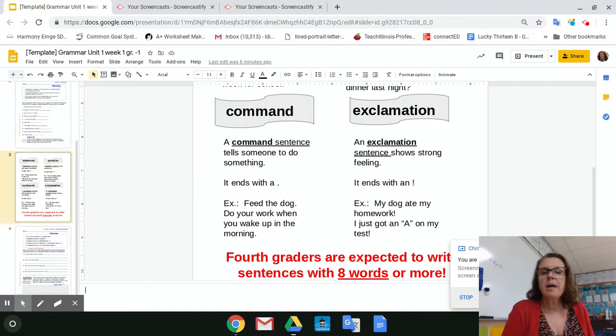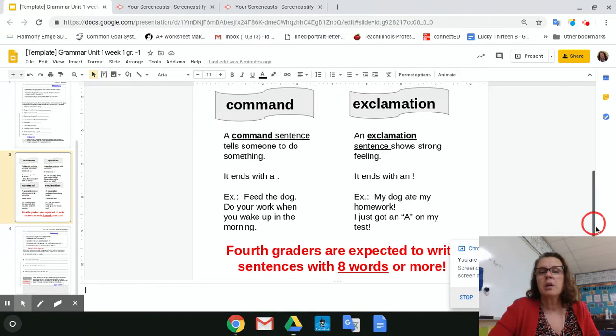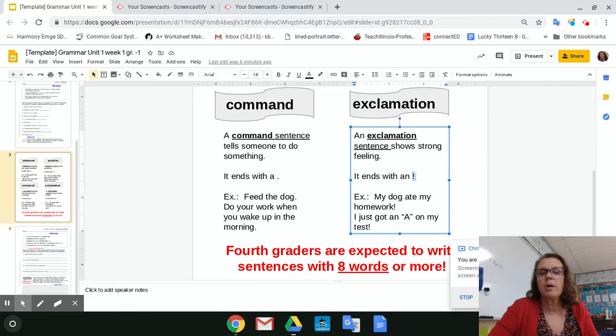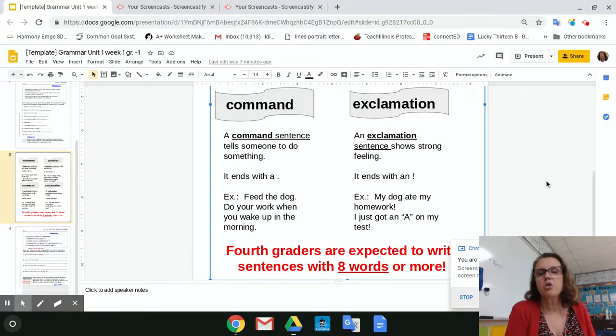Now, our last type of sentence is an exclamation. We use exclamation sentences to show strong feelings. Exclamation sentences are the only ones that end with an exclamation mark. And this is your exclamation mark right here. If you can see what I'm doing on the screen, I'll go ahead and circle it there. That's important to understand, that is a mark that we use when we want to show our strong emotion.